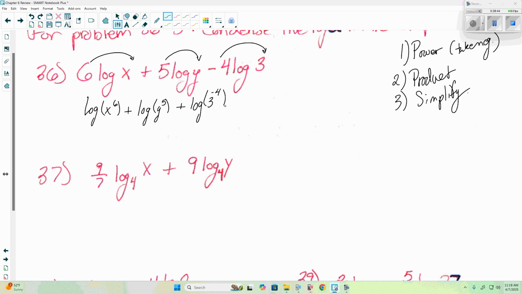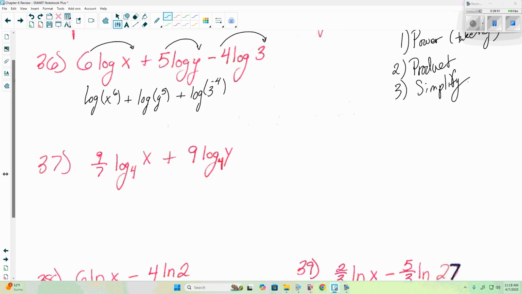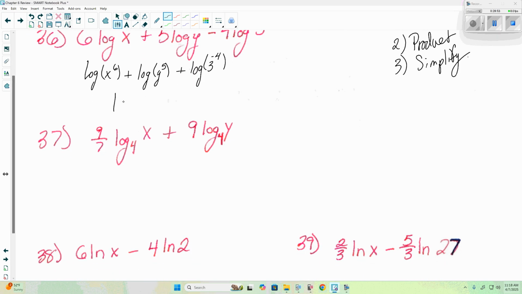Product. If we have 2 or more things being added, 2 or more logs being added, we can rewrite it as a single log with what was in each side multiplied, which would give us log of 3 to the negative 4th, x to the 6th, y to the 5th. I put the number first because normally we put our numbers and then our variables. Questions on how we got to this point here with steps 1 and 2.